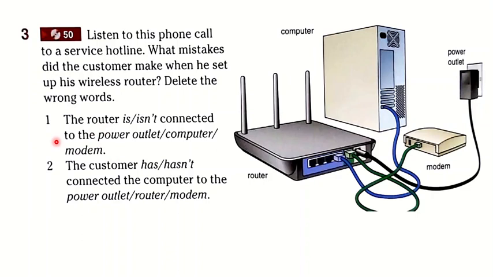If you want to double check, you can pause the video anytime, my friends, my students. Okay, number 1, the router is or isn't connected to the power outlet or the computer or modem. Number 2, the customer has or hasn't connected the computer to the power outlet, router, or modem. Please listen and check.